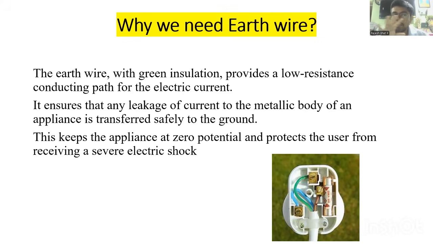Okay, so these are the points. Whatever I told, you can write on your own, or you can see here. It provides a low resistance path. There might be leakage of current due to the metallic body. So make sure to bring all the current to the ground. We use it so that we do not get a shock. So the earth wire is provided.